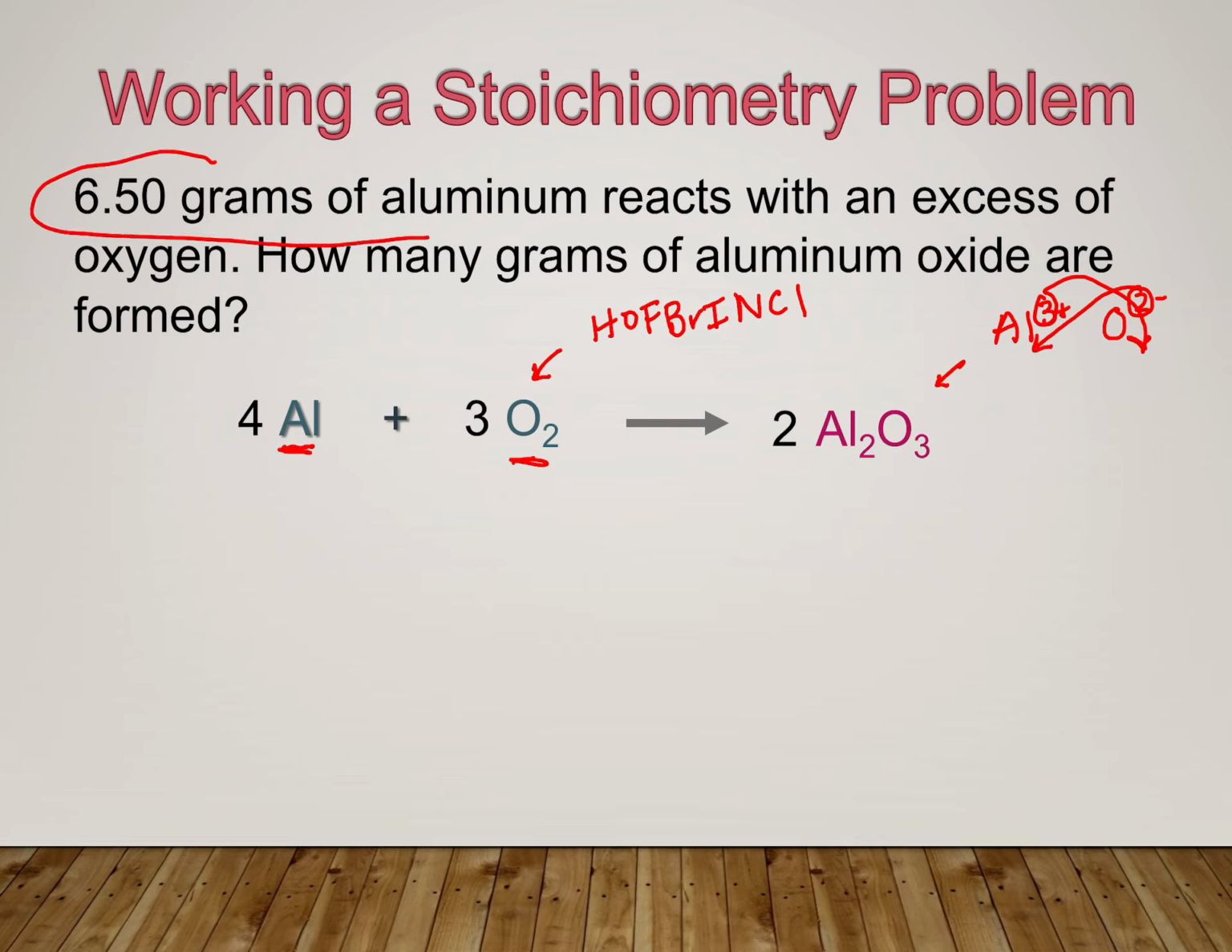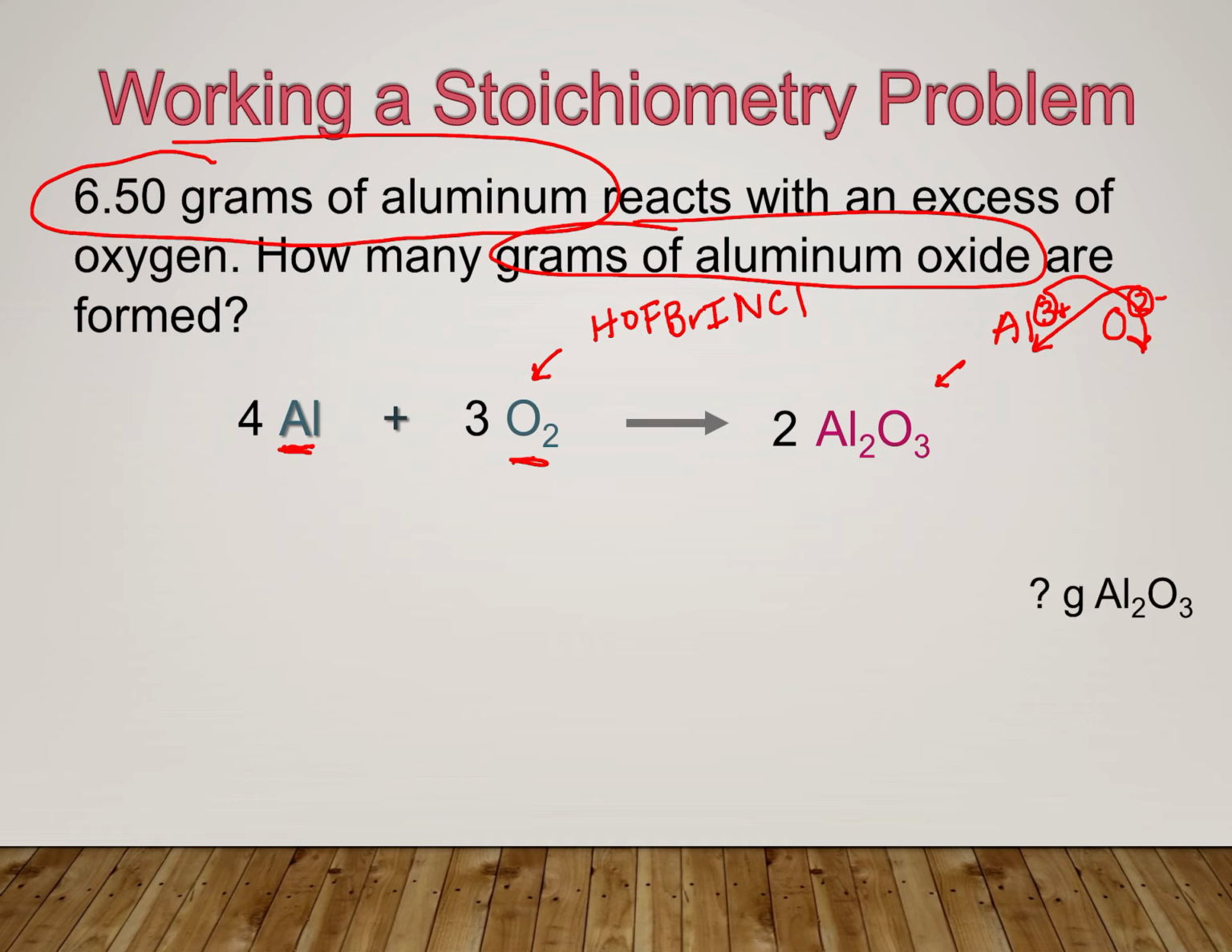So we're starting with grams of aluminum, and we are needing to figure out how many grams of aluminum oxide are formed. So this is a grams to grams problem. We're going from grams of one thing to grams of another thing. And it says that there's an excess of oxygen, which just means that we don't need to factor our oxygen into our calculations in any way. We're going to learn how to deal with when we have 2 different amounts of reactants later in this lecture. So let's go ahead and get rid of that.